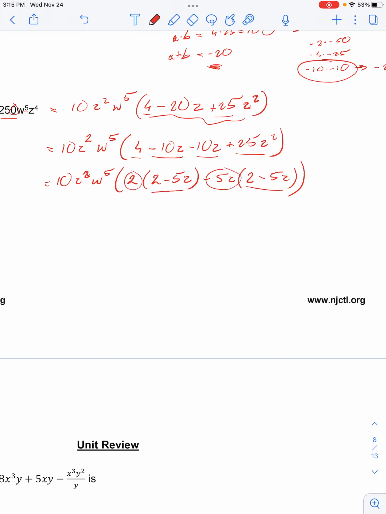So that means I can group 2 and negative 5z together. So I'll have 10z squared, w to the 5th, times 2 minus 5z, times 2 minus 5z. And we have 2 minus 5z times 2 minus 5z, so that's just 2 minus 5z squared. So our final factored form is 10z squared, w to the 5th, times 2 minus 5z all squared.